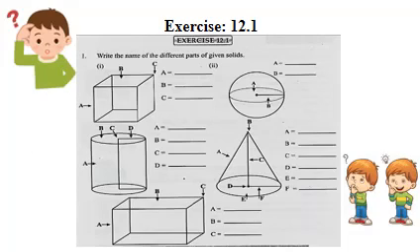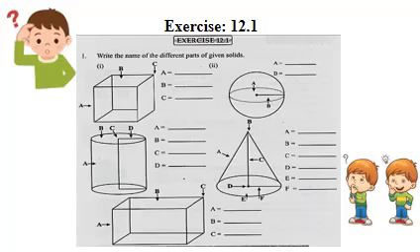Dear students, please take out your books, open the second page of your book, and now please look into the table of contents and search for the page where your chapter 12 starts. Please take out exercise 12.1. So, question number 1 is, write the name of the different parts of given solids. I hope you have completed the first and the second part. Can you recognize the three-dimensional solid which is given in first part? Yes, it is a cube. And can you recognize the three-dimensional solid given in second part? Yes, it is a sphere.